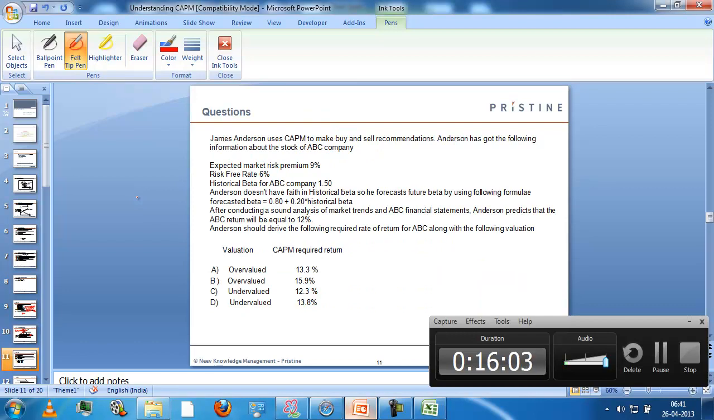So we'll have a question. This question is very important because it explores the concept of whether the stock is undervalued or overvalued. James Anderson is an analyst and he uses CAPM to make buy and sell recommendations. He first does an analysis of the company based on its balance sheet and income statement. He values the company and comes to an expected rate of return of 12%.